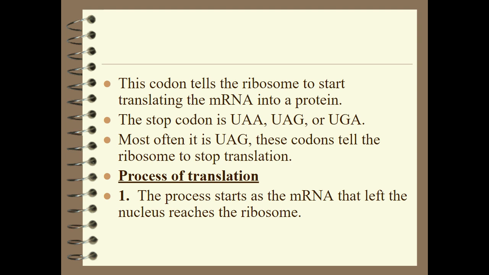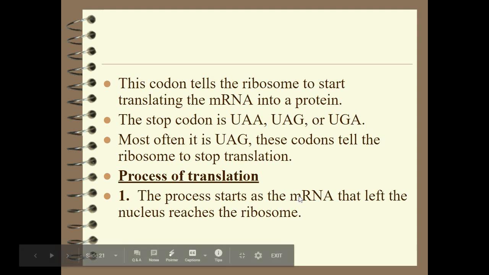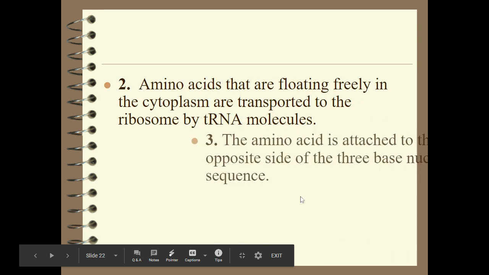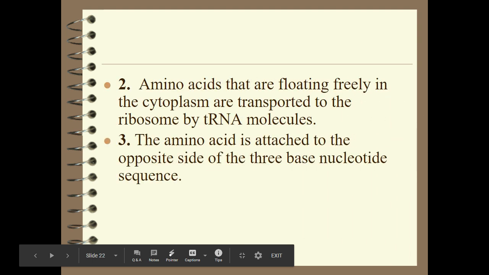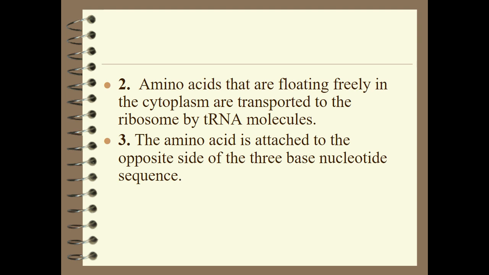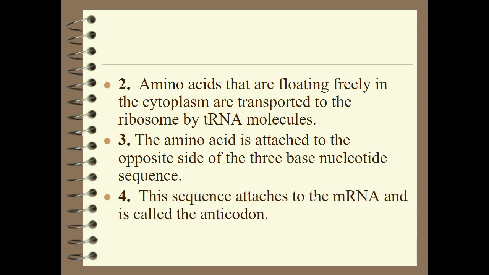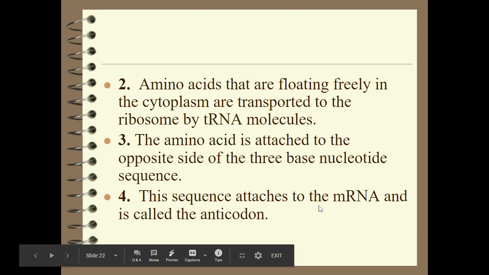The process of translation. Number one, this process starts as messenger RNA leaves the nucleus and reaches the ribosome. Number two, amino acids floating freely through the cytoplasm are attached to the transfer RNA. The amino acid is attached to the opposite side of a three-base nucleotide sequence. This sequence attaches to the messenger RNA, and it is called an anticodon.